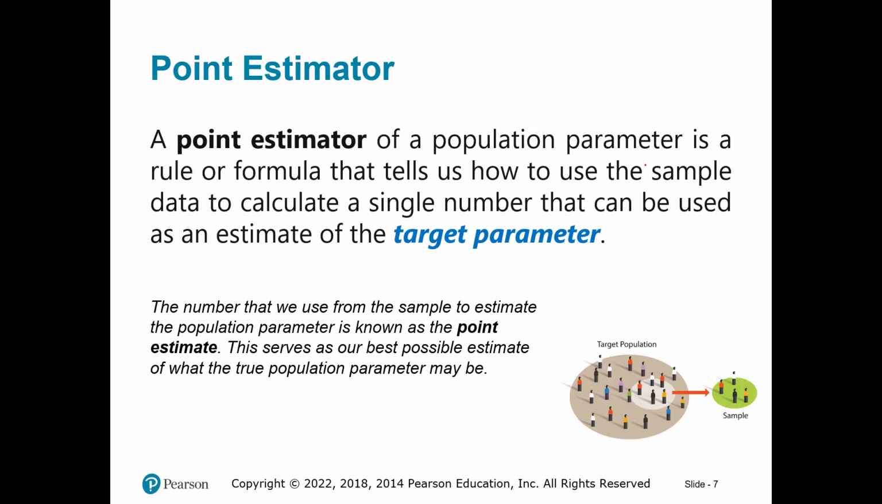A point estimator of a population parameter is a rule or formula that tells us how to use the sample data to calculate a single number that can be used as an estimate of the target parameter, right? Now look at this, the number that we use from the sample to estimate the population parameter is known as the point estimate. So this serves as our best possible estimate of what the true population parameter may be, right?